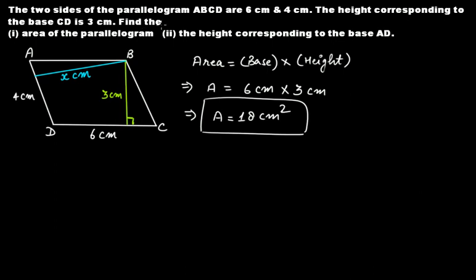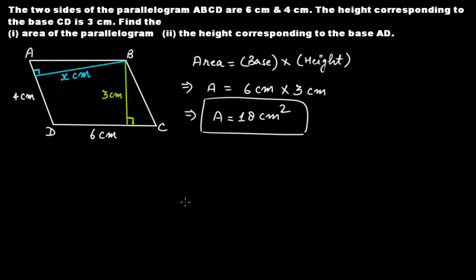Now the next part of the problem, the height corresponding to the base AD. Find the height corresponding to the base AD. Now it's saying that if you consider this as the base of this parallelogram, and clearly from this vertex B we have a perpendicular line or the altitude on this side AD. Therefore this base and this altitude, now you have to find the length of this altitude, that is, the height, that is, you have to tell the value of x.